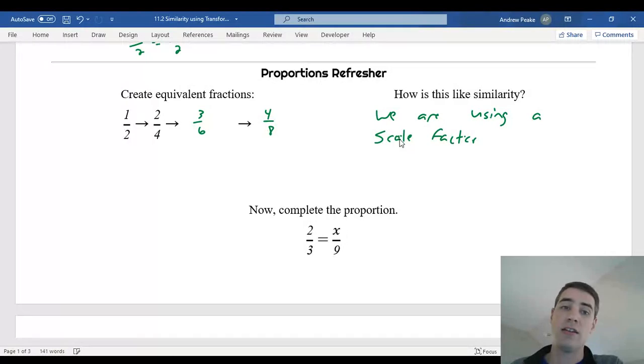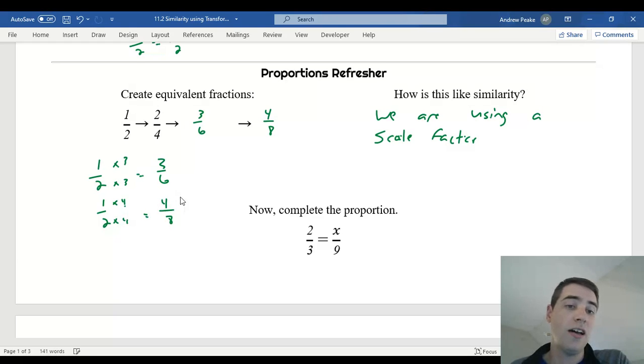So like what I did here, I took 1/2 and I multiplied times 3 on the top and bottom to get 3/6. And then the same thing, I said 1/2 times 4 to give me 4/8, where these are all equivalent to 1/2, but they're just being scaled up. So if I wanted to complete this proportion, I get 2/3 is equal to x over 9. In this case, I would have to multiply times 3 to get to the bottom. 3 times 3 would be 9, so I'd multiply times 3 to get x equals 6.